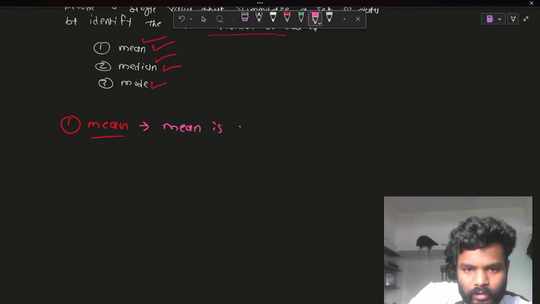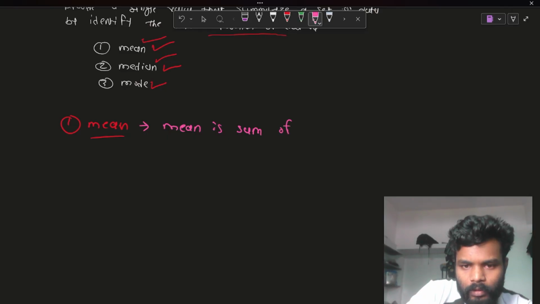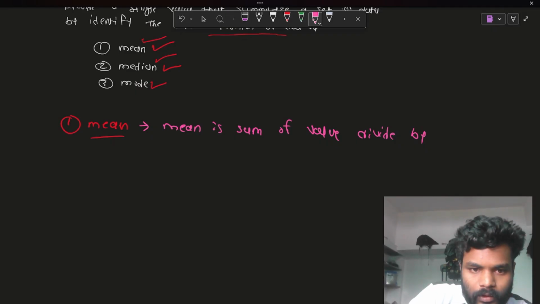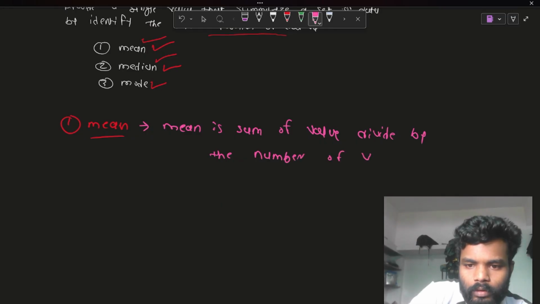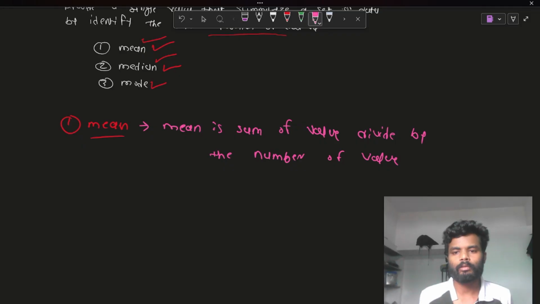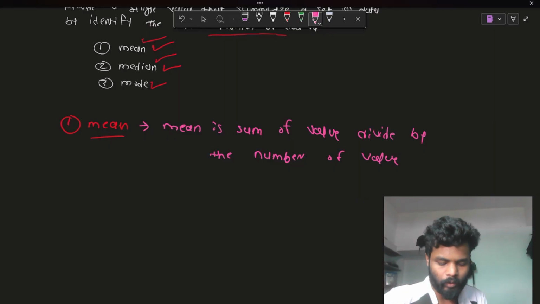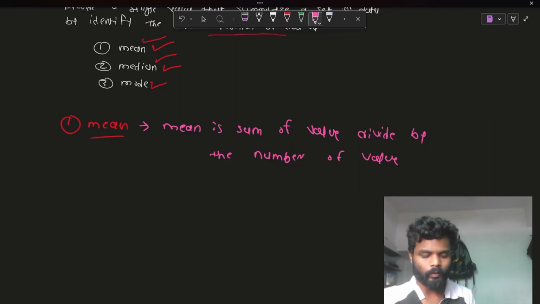Mean is the sum of values divided by the number of values. Basically, that's very useful when you learn about data sets. So we go one by one and understand how that works.